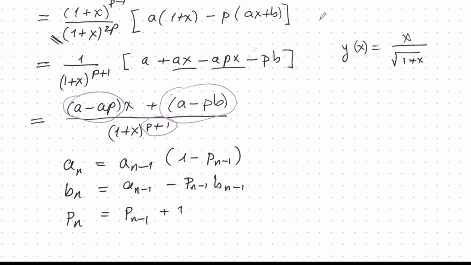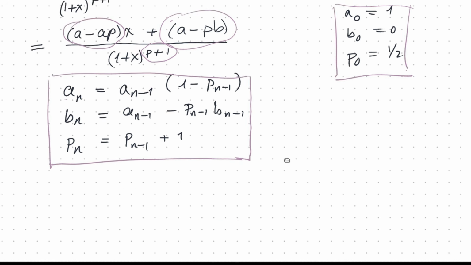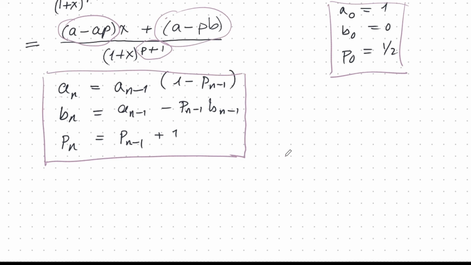Here's our original function, the 0th derivative of y. The 0th derivative of y is not 1; it's the original function. So a0 is 1, b0 is 0, and what's p0? p0 is 1/2, because this is power 1/2 here. So I have my 3 initial conditions and my mutual recursion. It's all a done deal now, it's all solved. But let's have a look at some numbers and see what they look like. I will put them in a table like this.